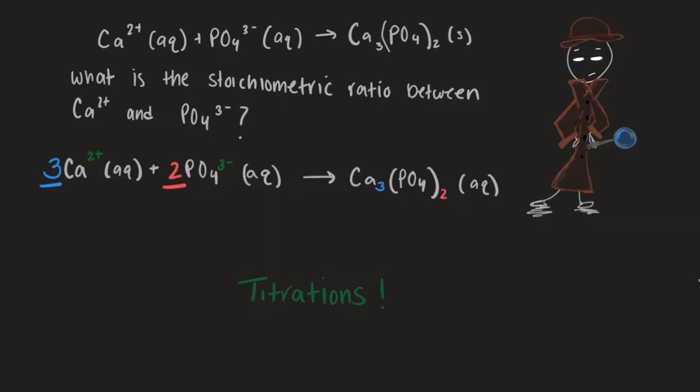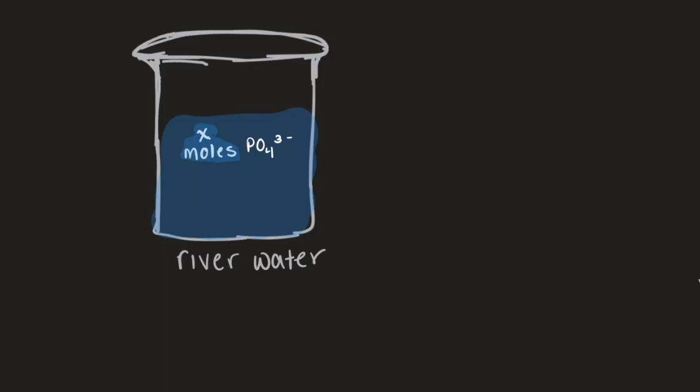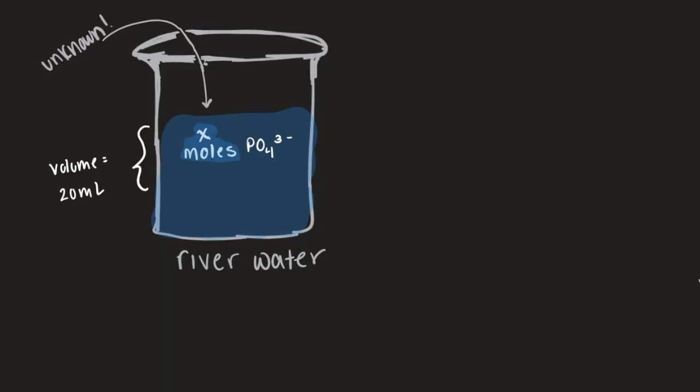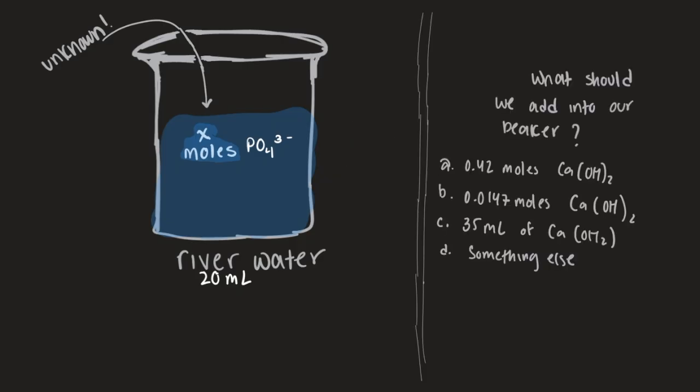So let's draw a beaker that reflects this scenario. We have river water with an unknown number of moles of phosphate ion. Let's use X for the moles of phosphate. And we know that the volume of the sample is 20 milliliters. Let's write that under our beaker. Next, we titrated with 35 milliliters of 0.42 molar solution of calcium hydroxide. Let's update our beaker. What should we add into our beaker?